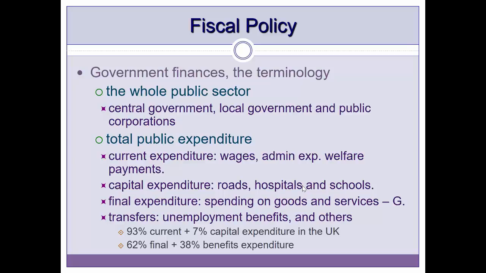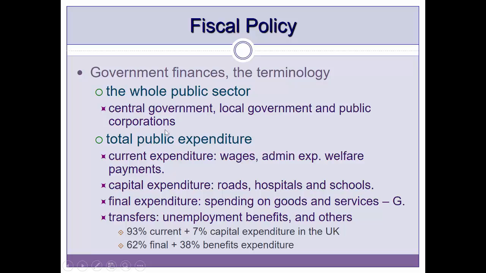Now, fiscal policy, further terminologies. Government finances usually are used for the whole public sector. This includes the central government's financing needs, local government's financing needs, and also public corporations. We know what the first two are, central and local government. Public corporations are the publicly listed companies. There's a lot of debt there in the financial markets, and this is due to these public corporations borrowing. Together they make up the public sector basically.